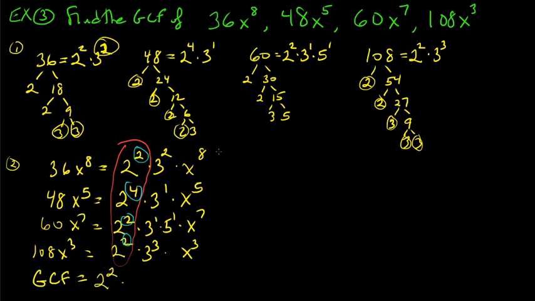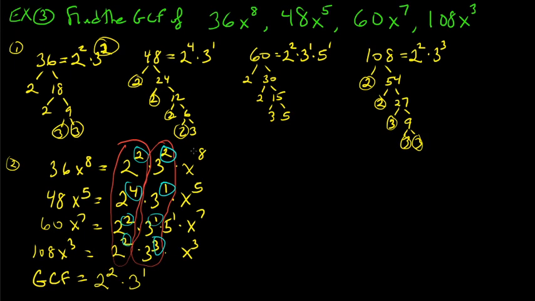Now let's look at the 3's, right? They all have a 3 in common here. And now we have to pick the smallest exponent. We have a 2, a 1, and a 3. So 1, 2, or 3, the smallest of those 3 numbers is just 1, 3 to the 1.